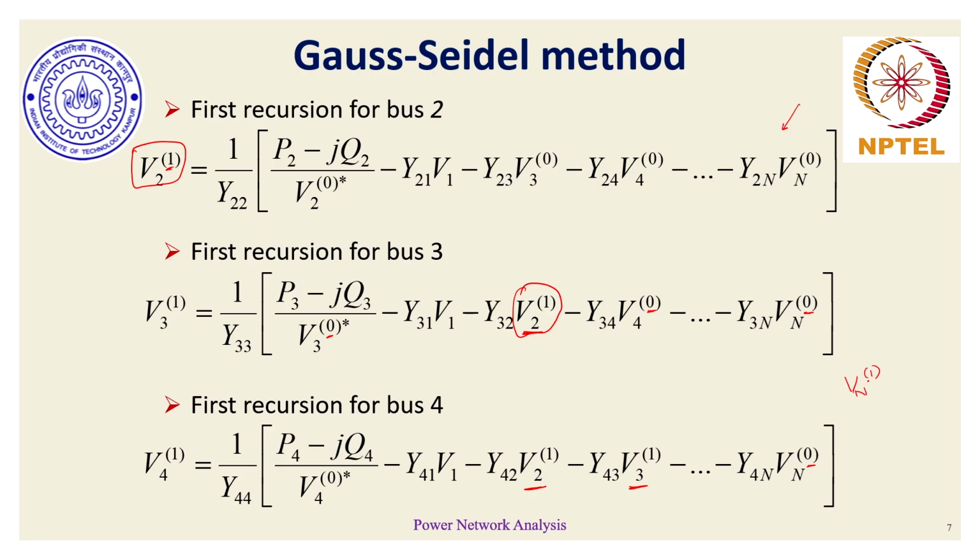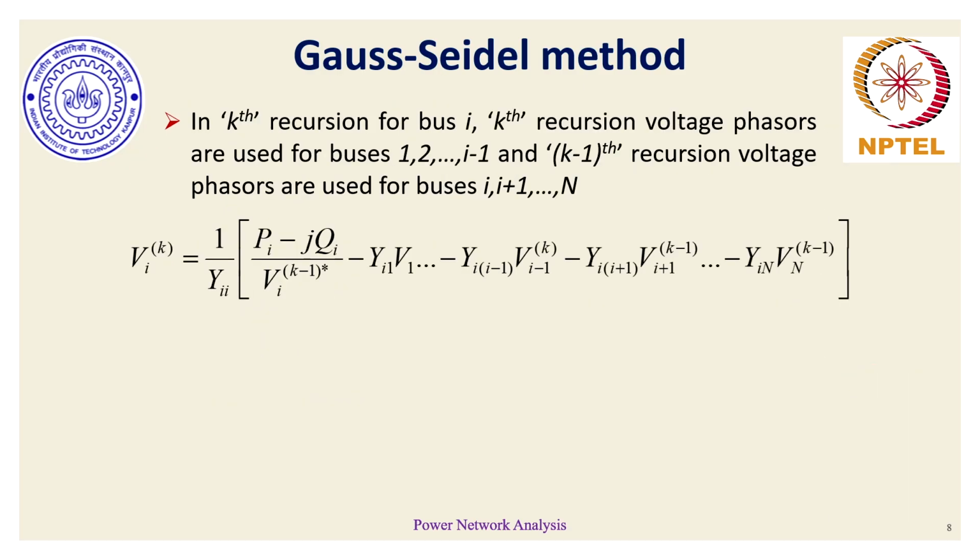When I find Vn1, I would have found first recursive voltage updates for all voltages, and hence essentially in Vn1 on the right hand side, I will not have any term with a subscript 0 sitting on top, because all voltages would have been evaluated, so the subscript would become 1 for all of them. So with this, the first recursion would continue.